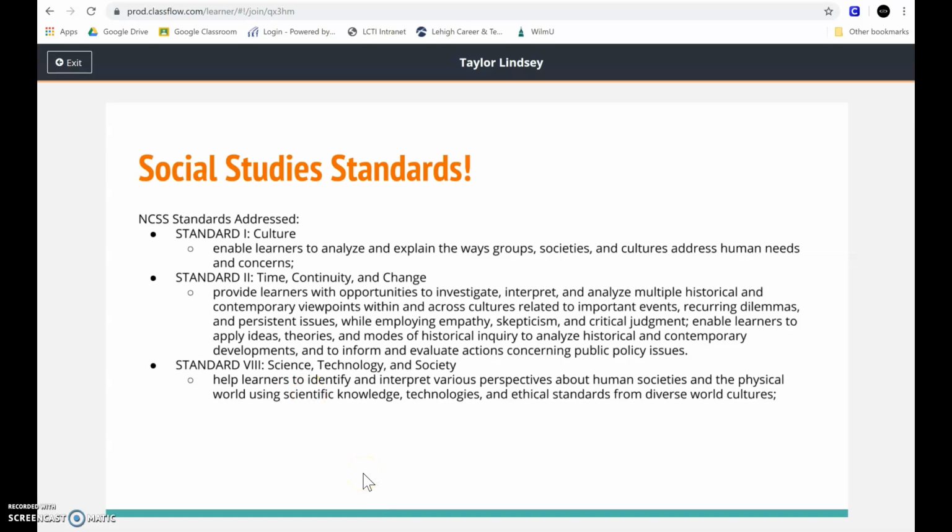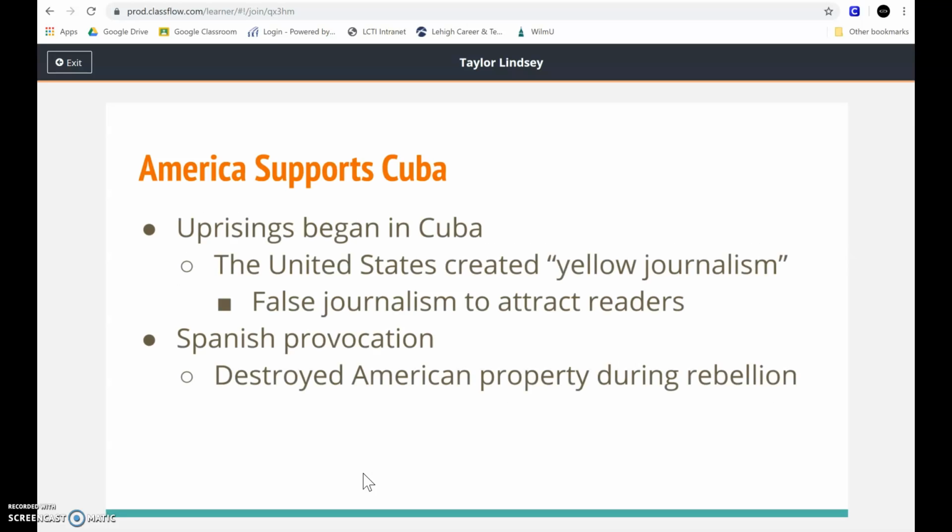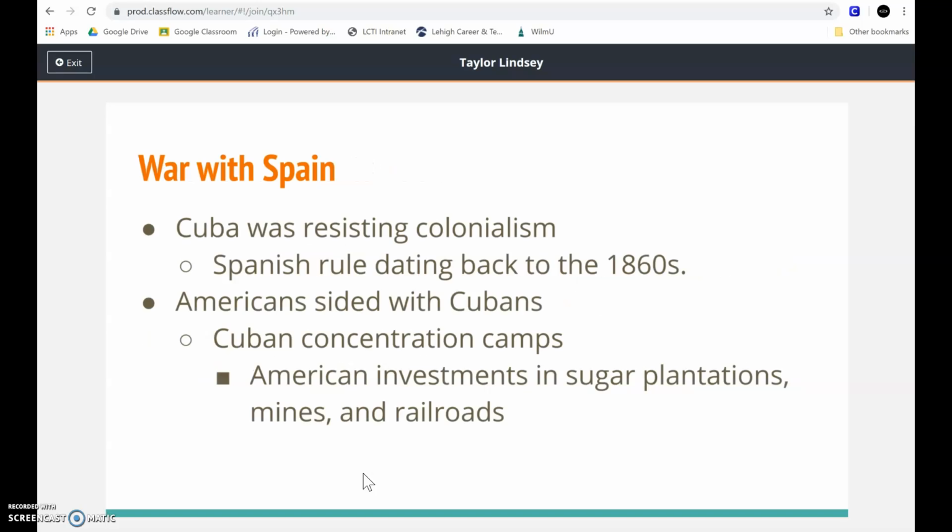So the first thing that we would talk about is we would just get set up with any sort of idea, prior knowledge, facts that would lead up to the Spanish-American War, so students can take these notes, they can write on them, they can highlight on them, excuse me. So then we start to see where there's a war with Spain. And the Cubans actually start the Spanish-American War. The Americans decide to side with the Cubans because of the concentration camps and investments in sugar plantations, mines, and railroads. And America cannot lose their money and everything that's going on there.